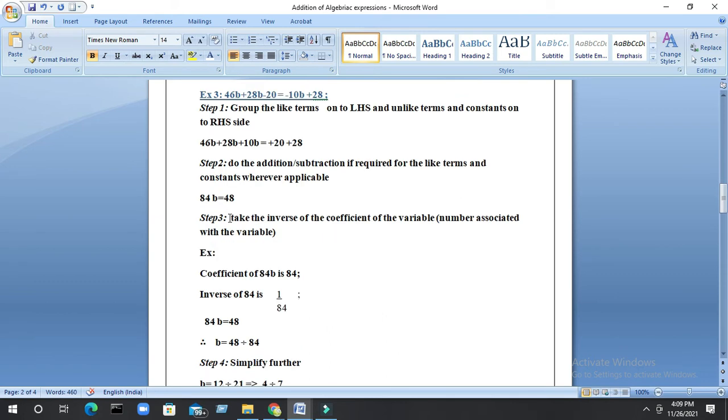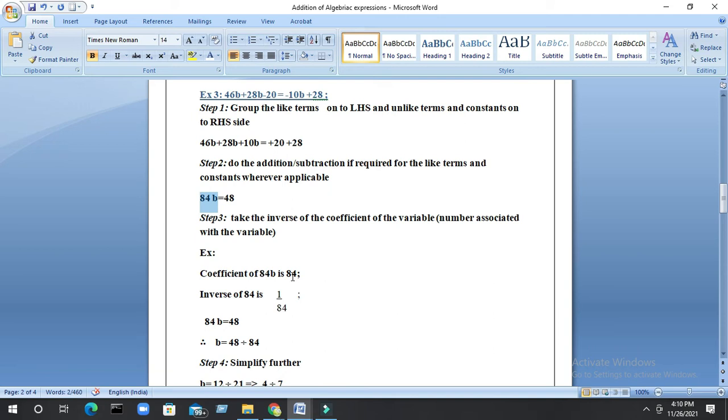Now step 3, take the inverse of the coefficient of the variable which you are resolving. Now tell me, which is a variable that you are resolving here? It is nothing but b. So the coefficient of 84b is 84, or the coefficient of b, what is seen in the equation, is 84, which we got from the second step. In the second step, we simplified and got all the like terms joining together. It came out to be 84b. So the coefficient of b is 84. The inverse of 84 is 1 by 84.